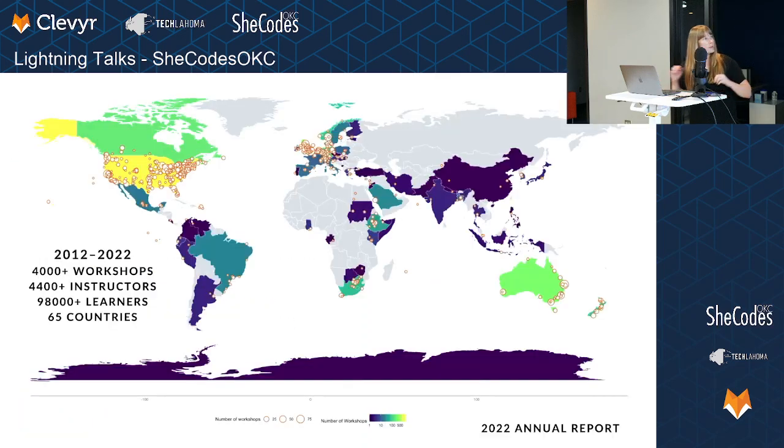So I'm going to skip ahead. In the past decade, the Carpentries has held over 4,000 workshops worldwide, mainly centered in the United States and Europe, but with a good number of workshops in Australia, Africa, South America. There are over 4,400 of us instructors, and we're approaching 100,000 learners that have taken part in our workshops, over 65 countries. So thank you.